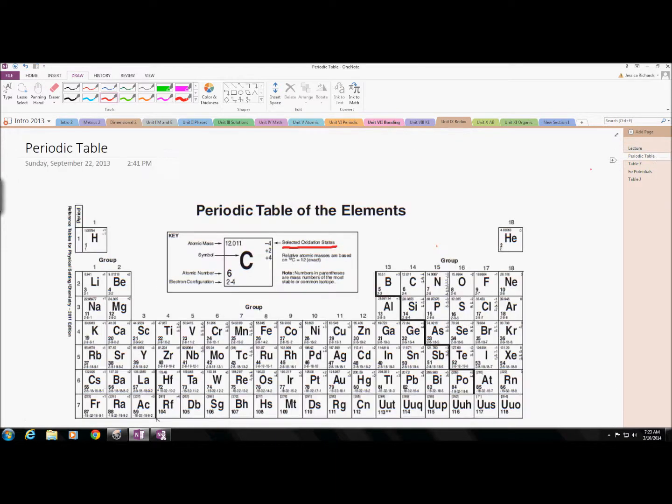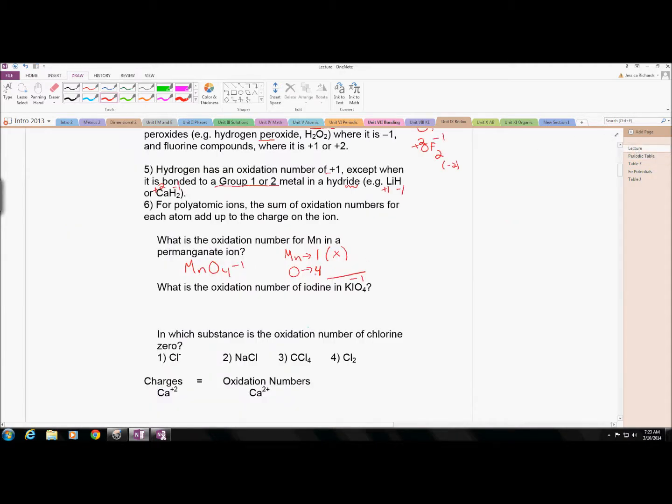You can look on your periodic table, but manganese here in the middle has a bunch of different choices, and these are just selected oxidation states, so it's not every single possible one. Oxygen, we know, unless it's in a peroxide or with fluorine, is -2. So I have 1 at X and 4 at -2, that's -8. X plus -8 gives me -1, so +7 would be my answer.